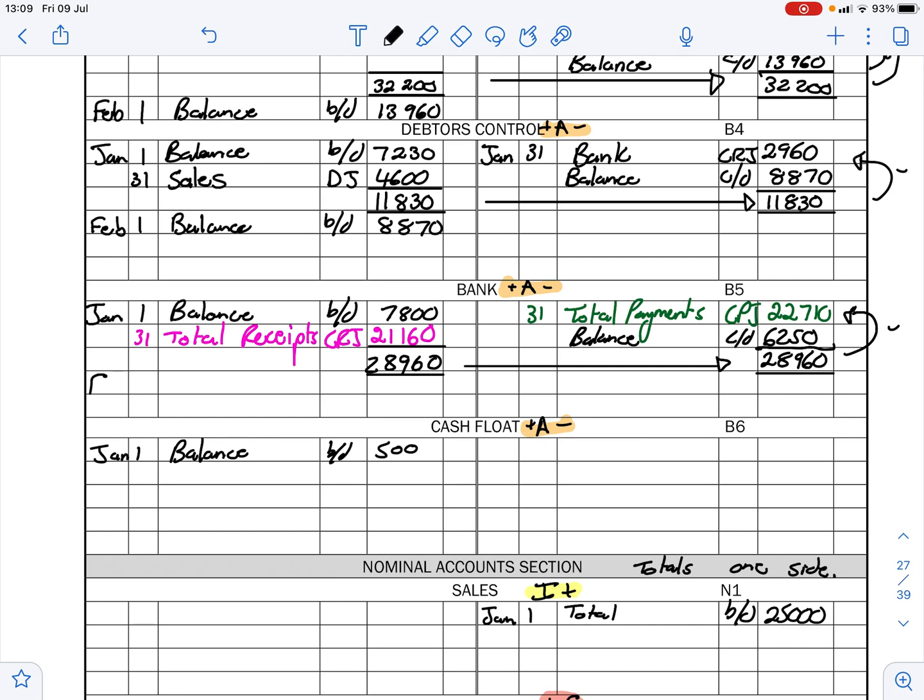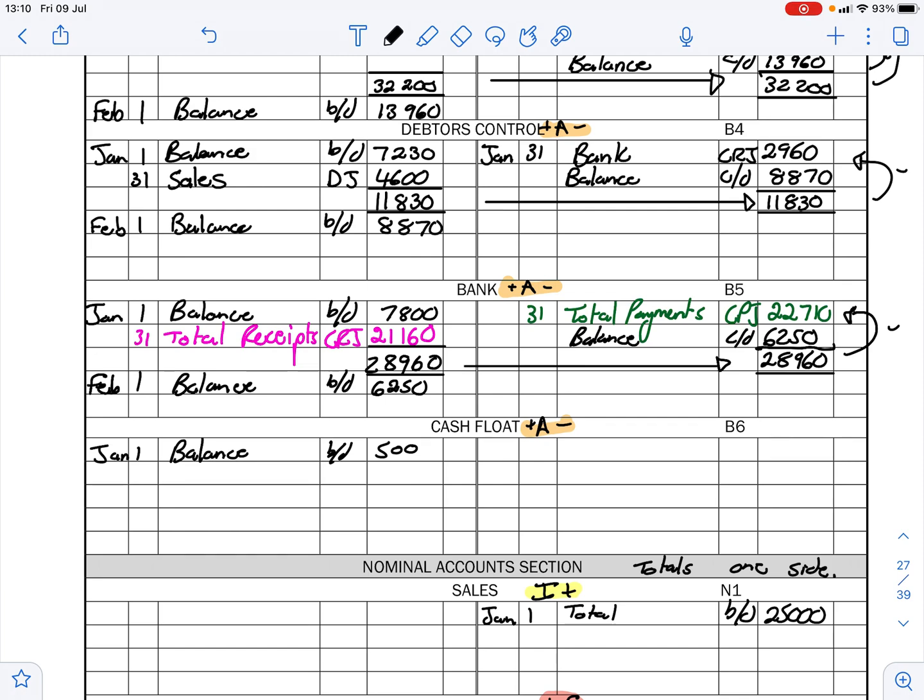And we need to close off this account and open it up for the next month. So on February the 1st, our balance brought down is 6,250 rand. That is what we have in our bank account at the start of February.